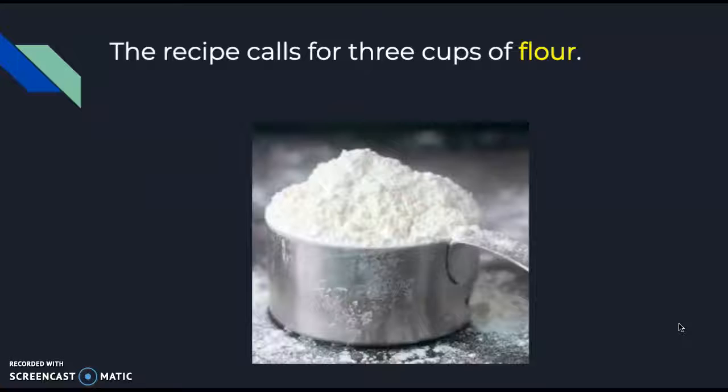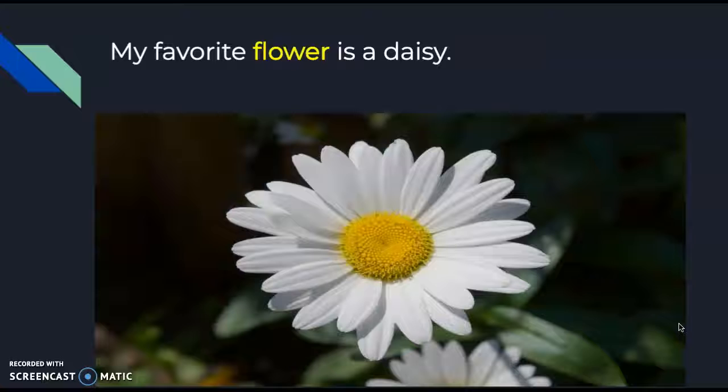The recipe calls for 3 cups of flour, spelled F-L-O-U-R. F-L-O-U-R is the flour that we eat. My favorite flower is a daisy, F-L-O-W-E-R. Flower spelled F-L-O-W-E-R is the kind that you grow in your garden, so that is correct.